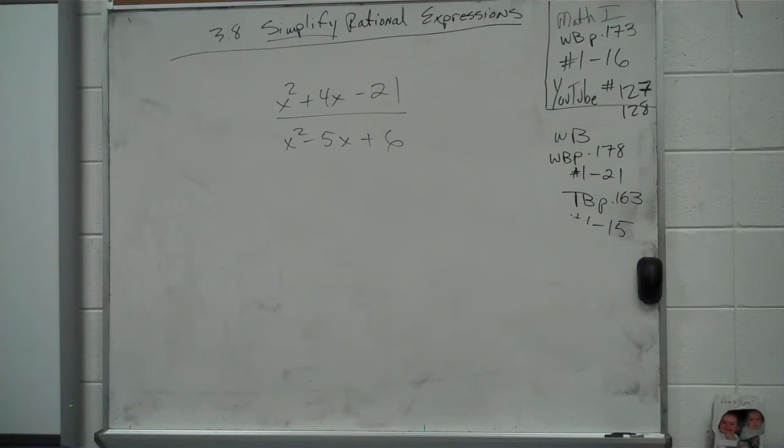What is rule number 1? Corey wrote it on his paper 100 times. What's rule number 1 of doing these problems? Factor, factor, factor. Factor the top. Factor the bottom. Factor.